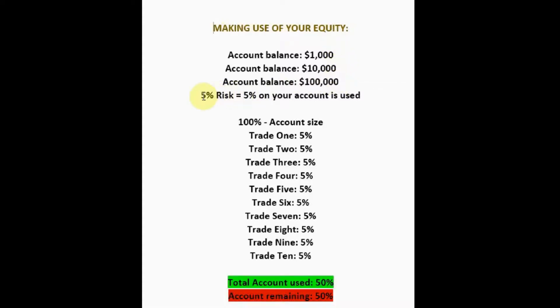If you're selecting 5% on your one trade, then you're taking a portion of your account. You're defining a risk. What does that mean to you? It means that actually you're splitting your account up in portions. So if you're doing 5% on one trade, 2, 3, 4, 5, all the way down to 10, then you're using 50% of your account, which means you have 50% left sitting there doing nothing.